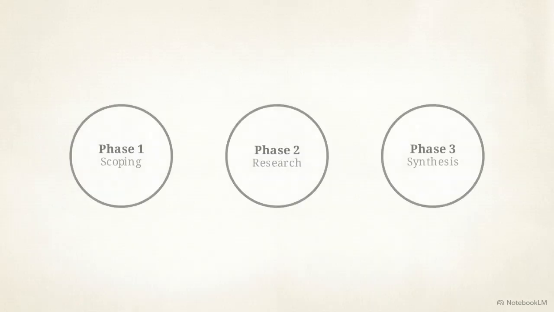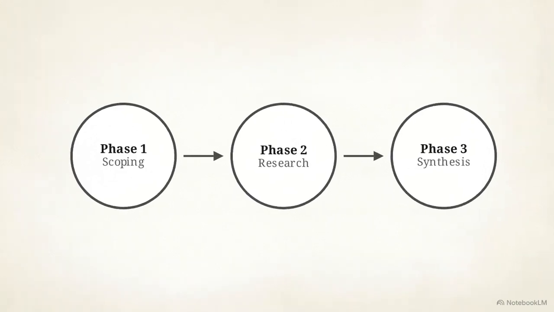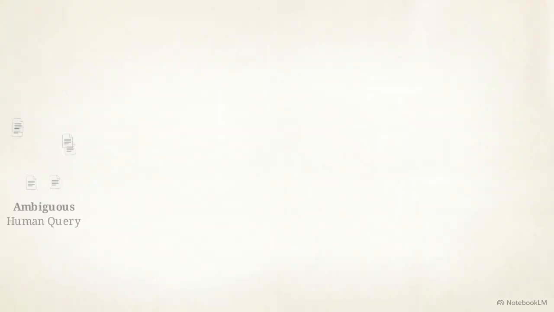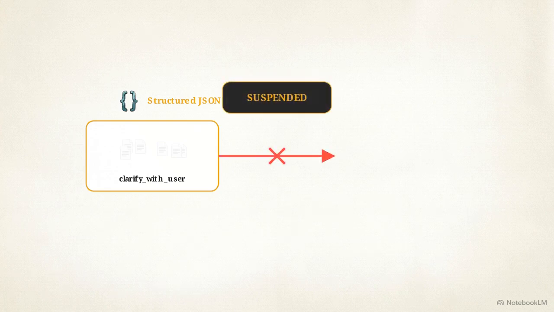This node map represents the framework's departure from monolithic scripts. Langchain structures the process as a three-phase state graph workflow, beginning in Phase 1, scoping. Human queries are notoriously ambiguous. The system intercepts the initial prompt at the Clarify with User node. Here, a lightweight LLM constrained to structured JSON evaluates the request, scanning for undefined acronyms or overly broad scopes. If it detects ambiguity, the execution graph suspends entirely, prompting the human operator for clarification before proceeding.